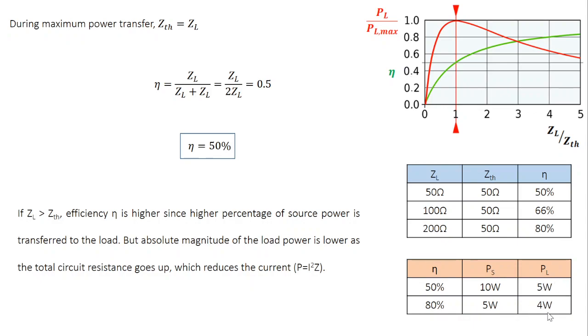In other words, the maximum power will be transferred only at the condition ZL equal to ZTH. At this point, the efficiency of power transfer is not 100%, but only 50%. Now, this is a very, very important condition for any electrical network, especially in communication systems.